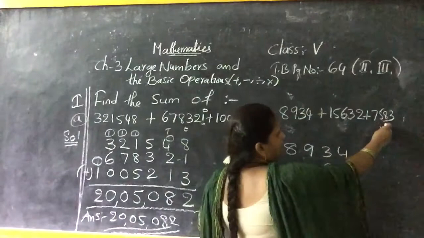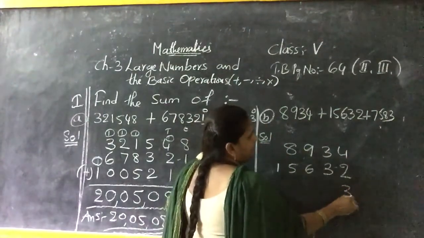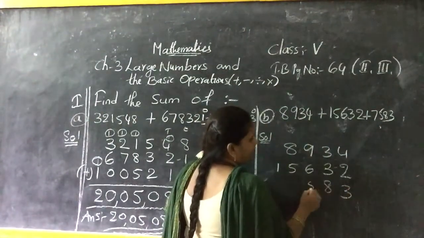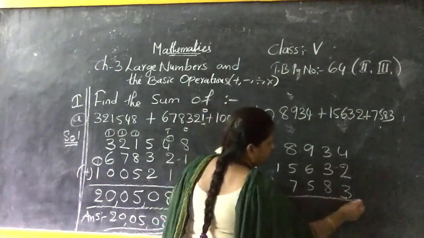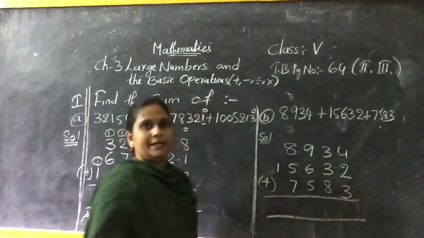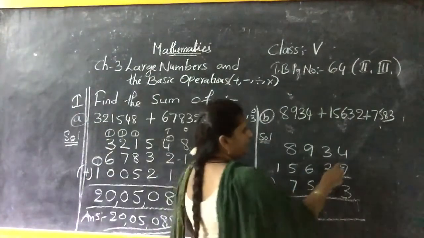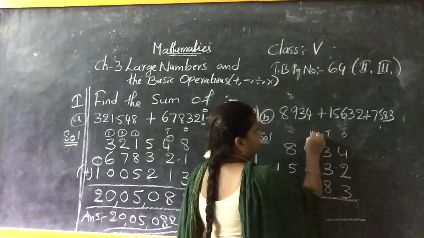Again here also from the ones place: 3, 8, 5, 7. And keep the plus symbol. Do the addition. Addition from the ones place.